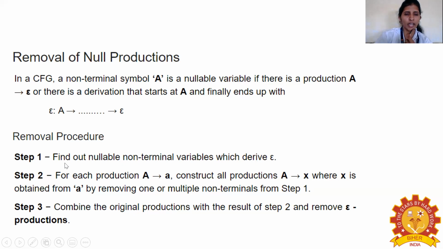In step 1, we find the nullable non-terminal variables which derive epsilon. In step 2, for each production A to α, we construct all the productions A to X, where X is obtained from α by removing one or multiple nullable non-terminals from step 1. In step 3, we combine the original productions with the result of step 2 and remove epsilon productions. Okay, so these are the 3 steps.